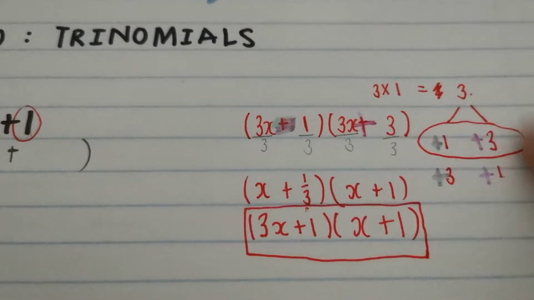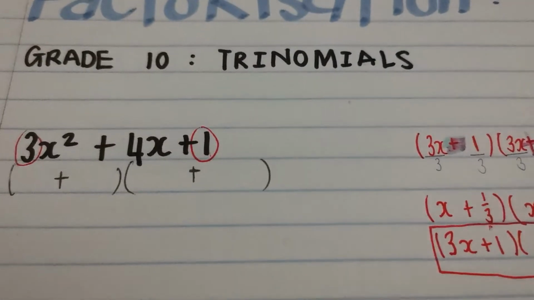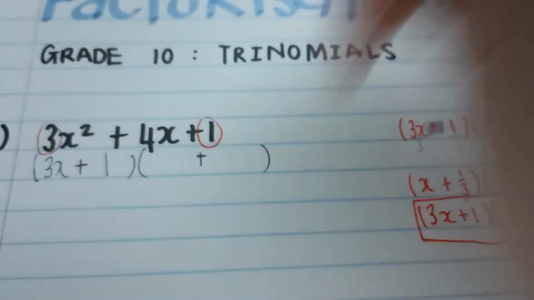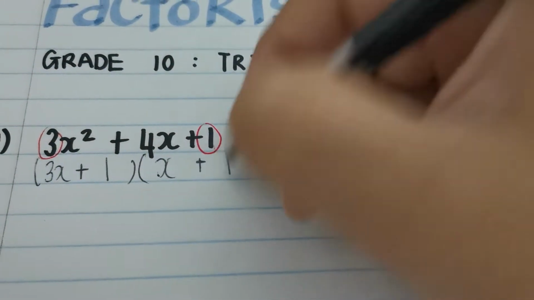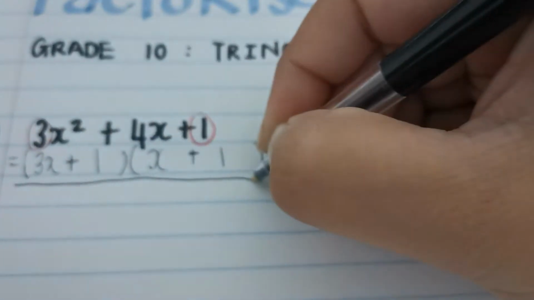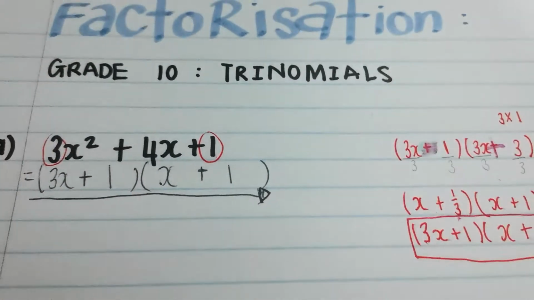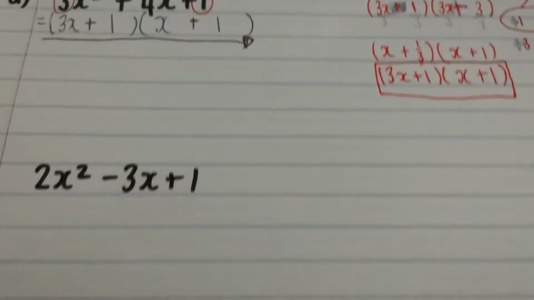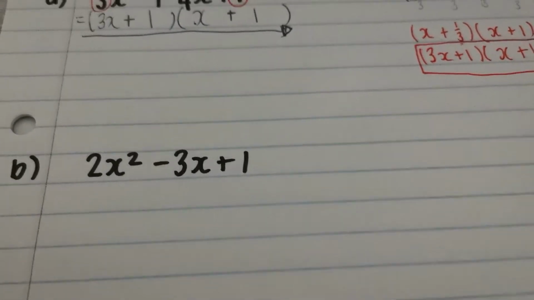Okay, so this is all our rough work. That's our answer. So on the side over here, we're going to just copy our answer. 3x plus 1, x plus 1. No one's going to know what method you used. Let's try another one. Okay, let's recap quickly.